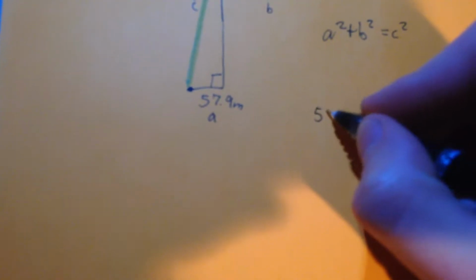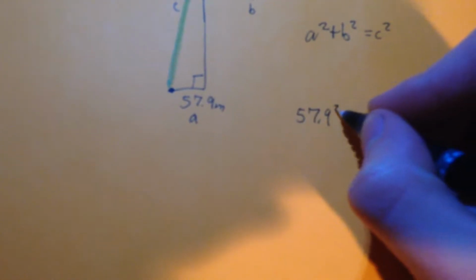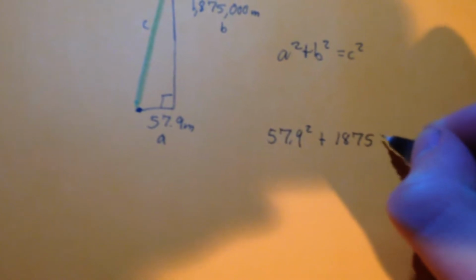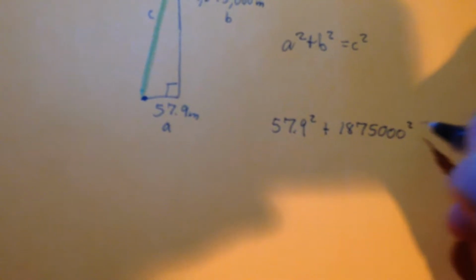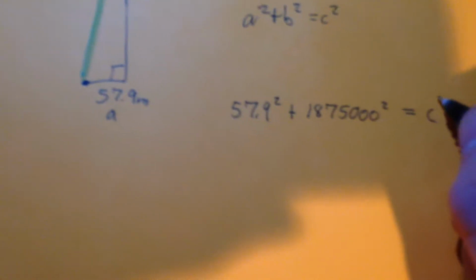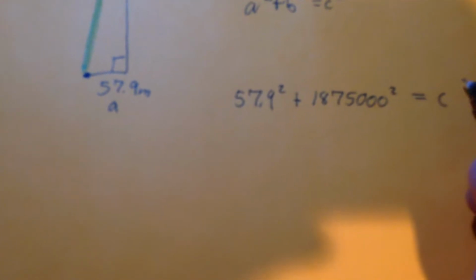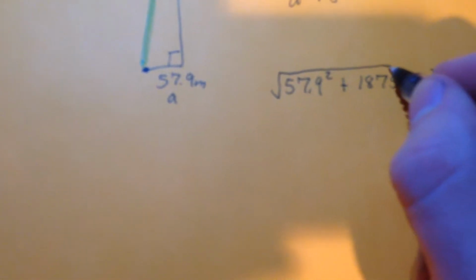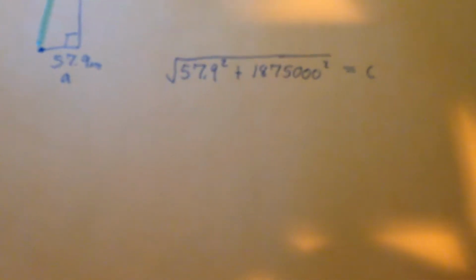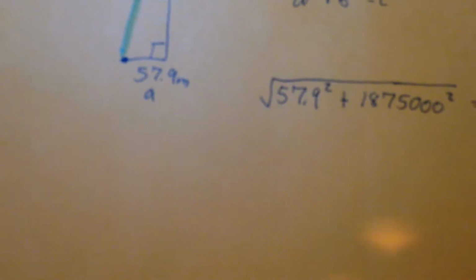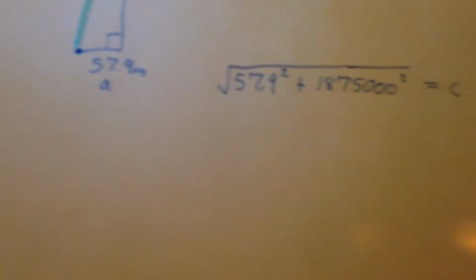So let's call that a, let's call that b, let's call this c. So 57.9 squared plus 1,875,000 squared will equal c squared, but to get rid of the squared, we would square root that, and so we square root this side all the way. And so that is what c is equal to. So you just plug that in the calculator, get your magical answer. And don't forget sig figs and stuff.